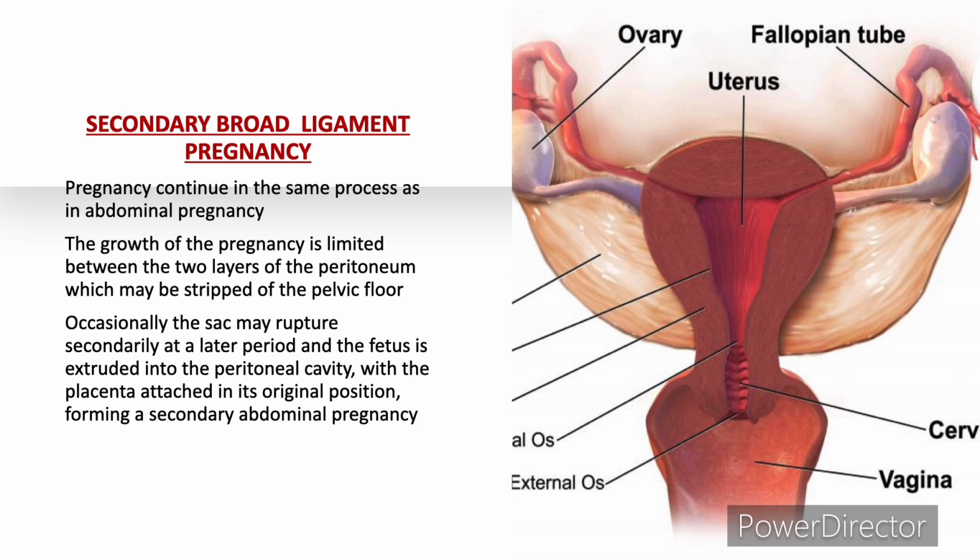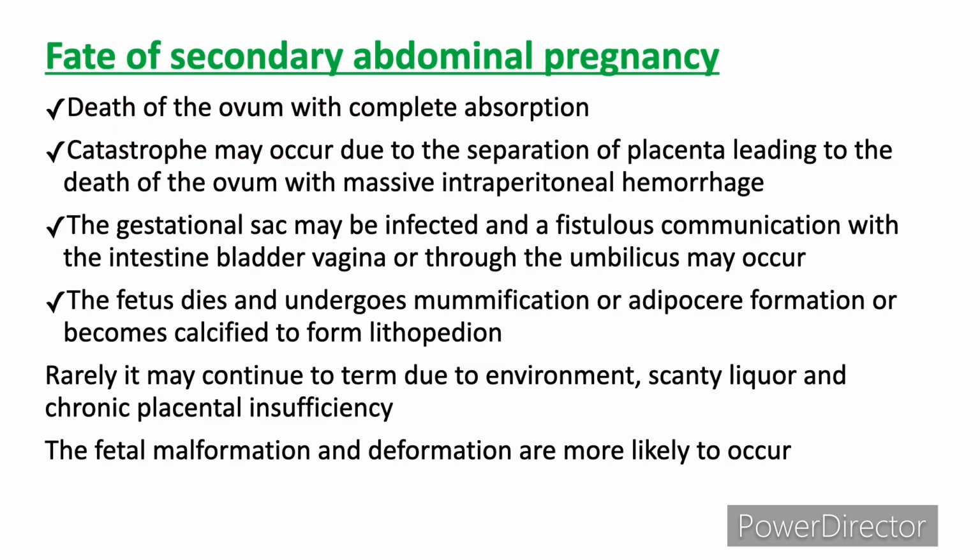So this is the way how the secondary broad ligament pregnancy may also lead to a secondary abdominal pregnancy, where the placenta will be attached in its original position. Moving on to the next, that is what is the fate, what happens in the secondary abdominal pregnancy. So the fate of secondary abdominal pregnancy: death of the ovum with the complete absorption.